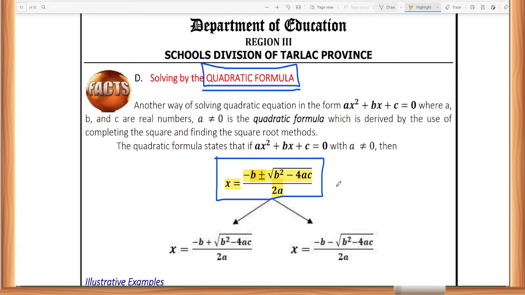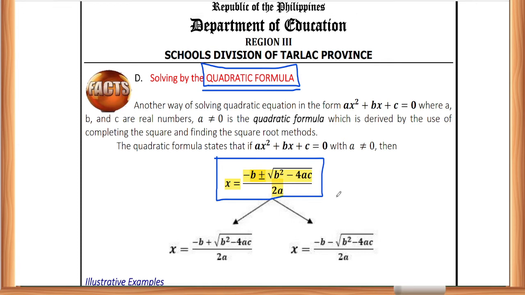Yes po. Okay, so here is the equation. X squared minus 4x minus 21. X squared minus 4x minus 21.